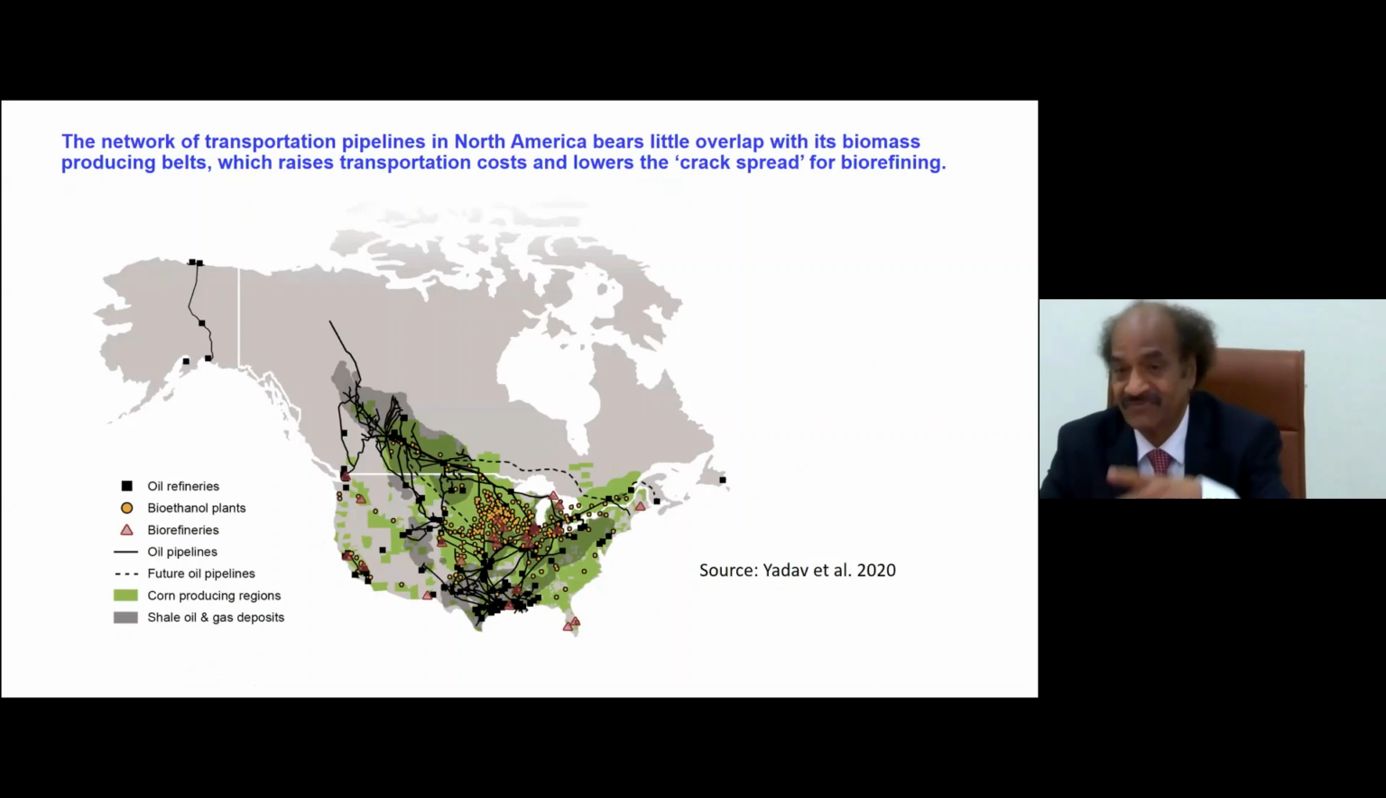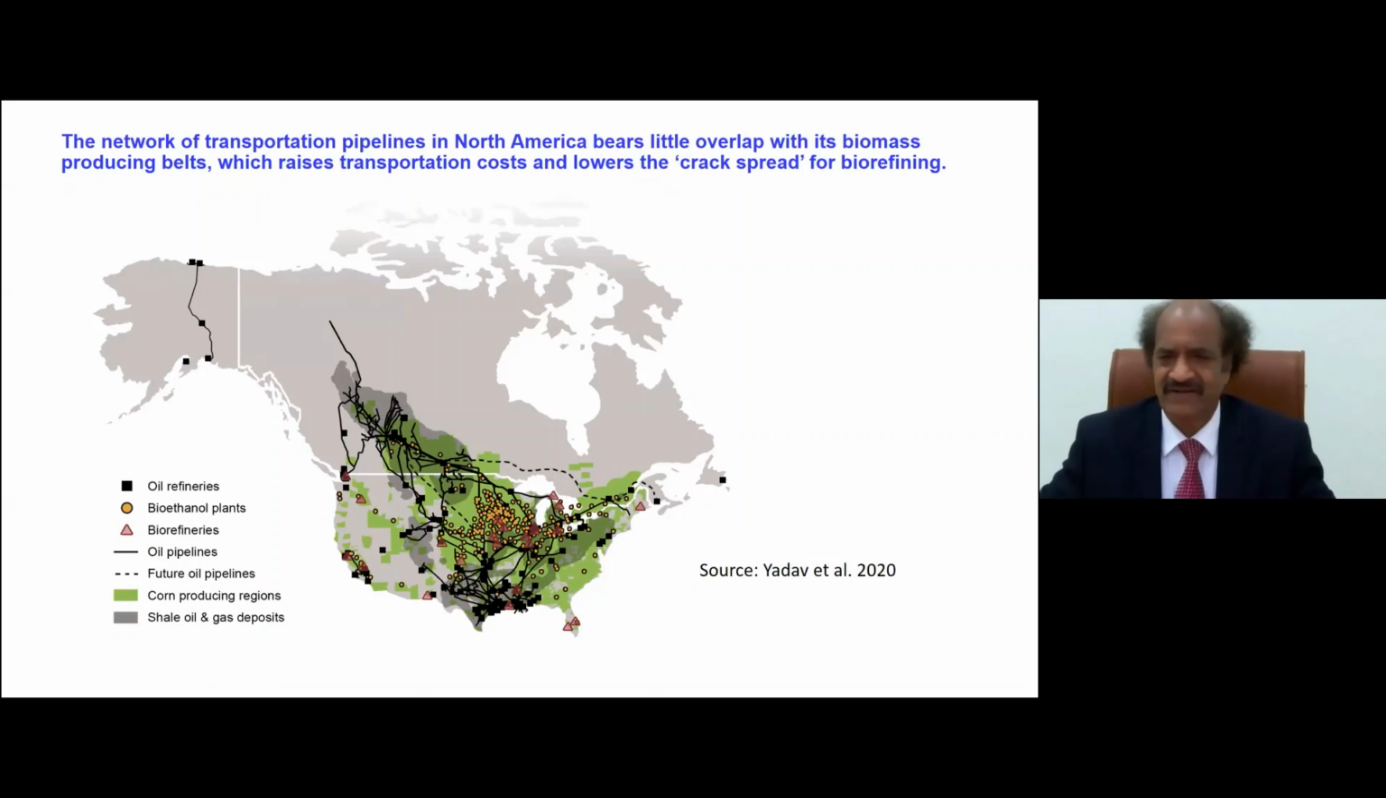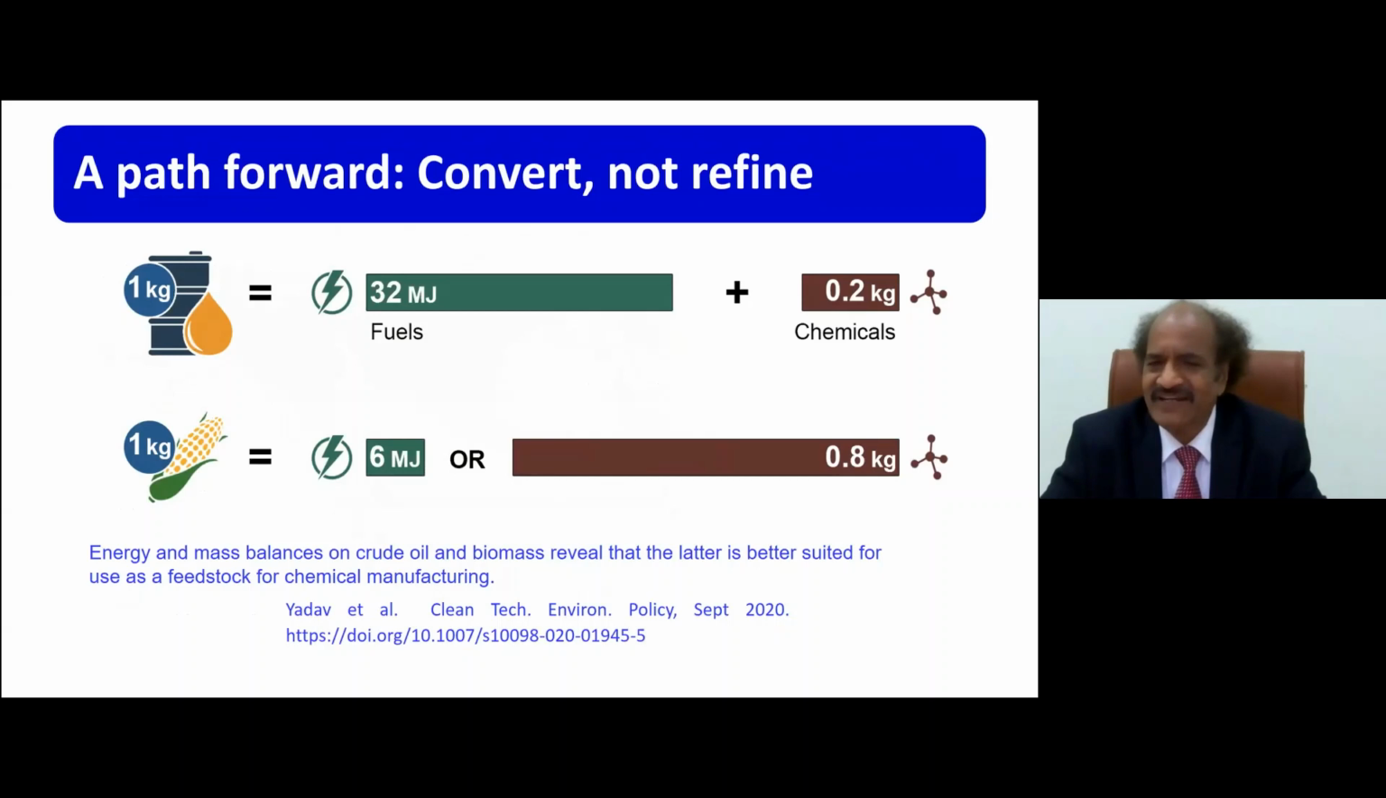We have no data for India. We have data for North America. We collected data from the US Department of Energy and said, supposing we have a biorefinery, what is the pipeline? What sort of infrastructure is required? So we analyzed that. What we found is that 1 kg of crude oil gives 32 megajoules of fuel plus 0.2 kg of chemicals. That is the current refinery scenario. However, if you take 1 kg of biomass, you get either 6 megajoules of energy or 0.8 kg of chemicals. So what is good, right? This is the energy and material balance.